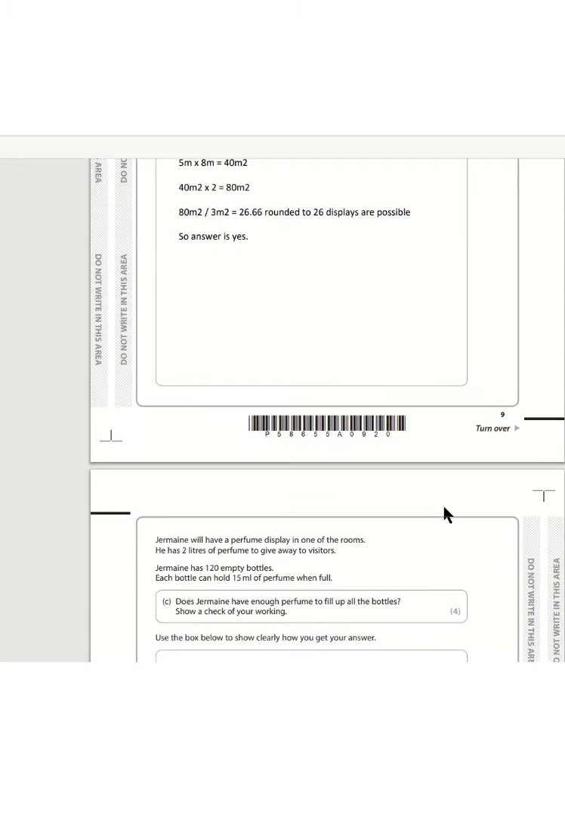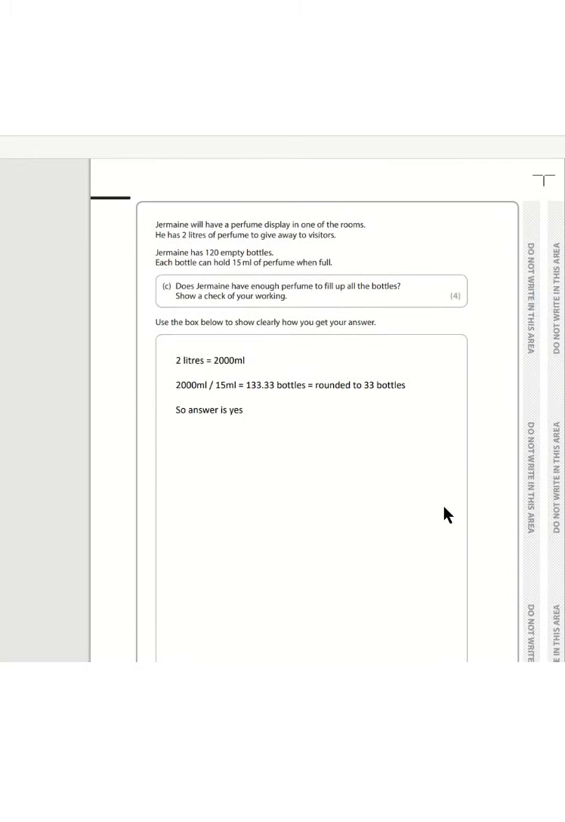So there we go. Coming down here, Jermaine will have a perfume display in one of the rooms. Again, put this on pause to go back and revisit that question. Same here, put on pause if you want to read through. Jermaine will have a perfume display in one of the rooms. He has 2 liters of perfume to give away to visitors. Jermaine has 120 empty bottles. Each bottle can hold 15 milliliters of perfume when full.